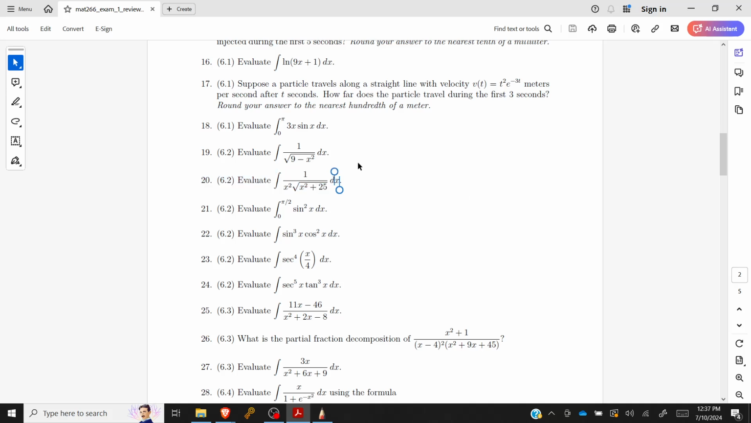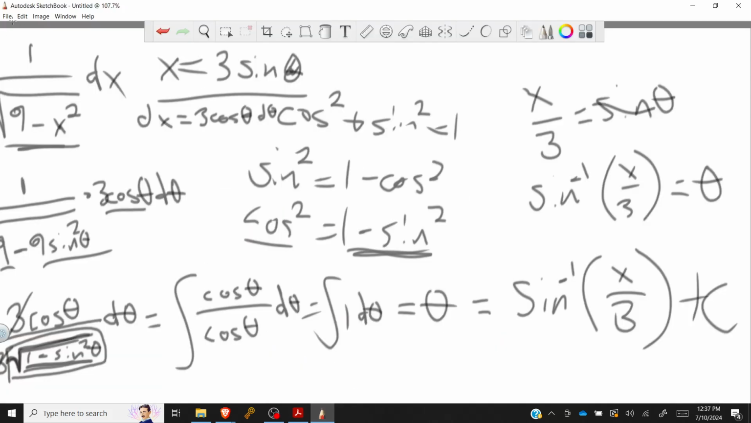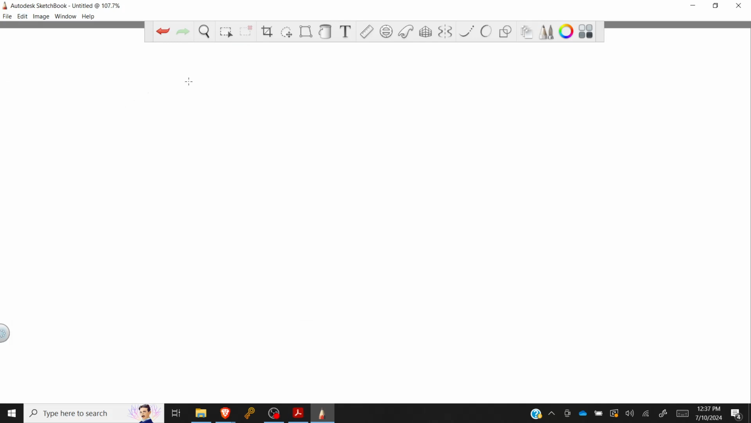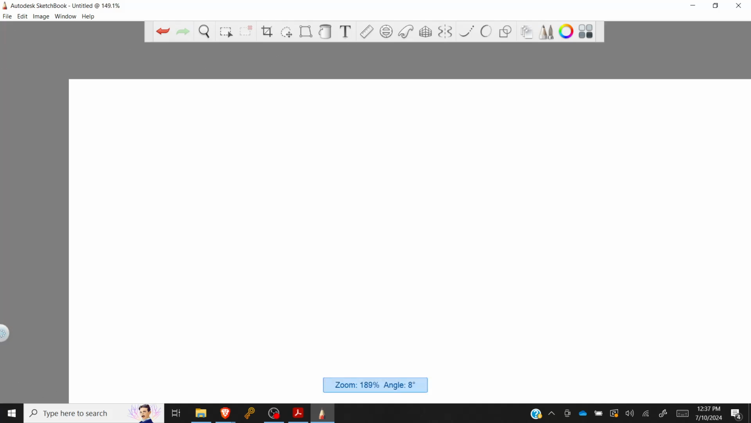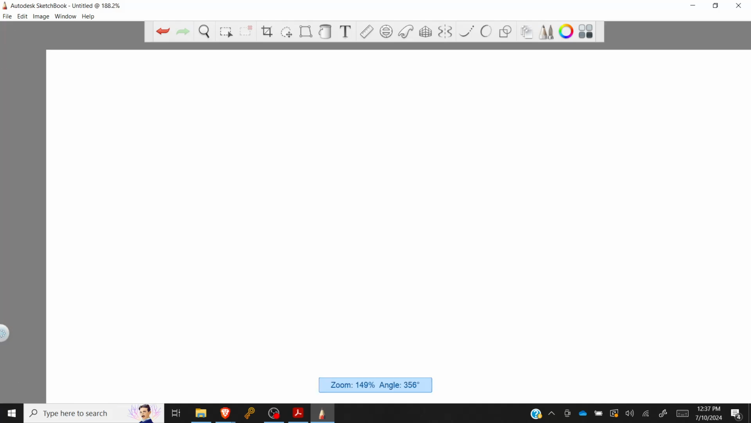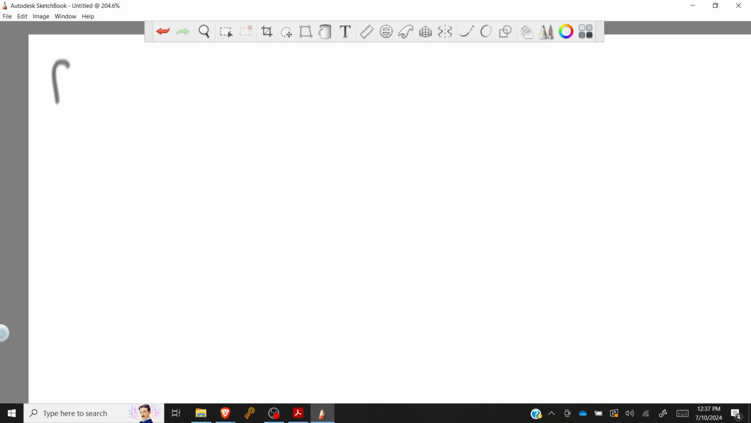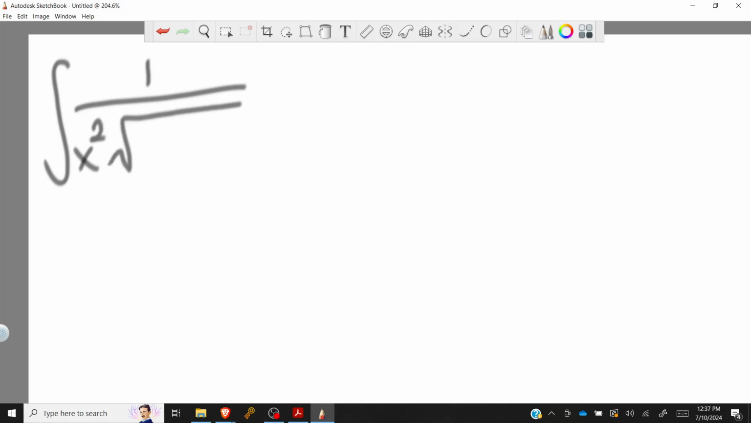Let's look at 20 here now. 1 over x squared, square root of x squared plus 25. I don't know why this canvas is so jittery when I move it. It's going to be 1 over x squared, square root of x squared plus 25 dx. So we're going to look at the Pythagorean identities again.